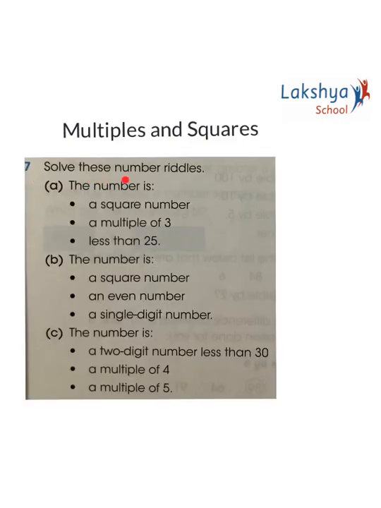Question number 7. Solve the number riddle. A. The number is a square number, a multiple of 3 and lesser than 25. We know that the numbers which are lesser than 25 and are square numbers are 1, 4, 9, 16 and 25. So the second rule says that it should be a multiple of 3. So definitely the square number that is a multiple of 3 and lesser than 25 is 9. Do work out B and C.